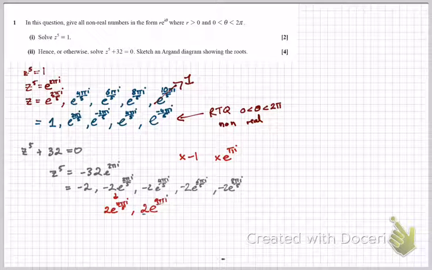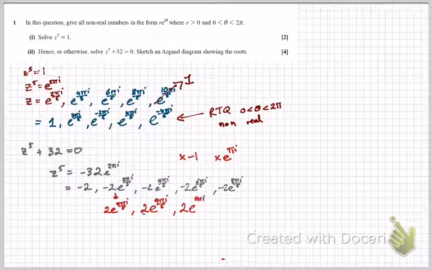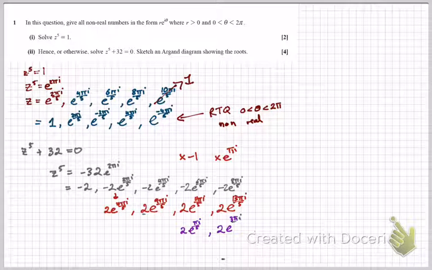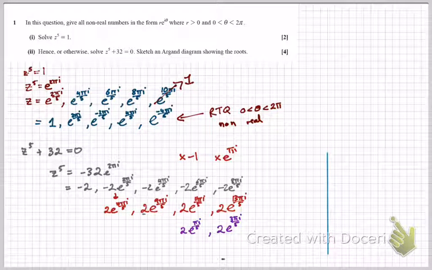This one becomes e to the 9 pi i over 5, e to the 11 pi i over 5, and e to the 13 pi i over 5. The final two are not in the correct form because their arguments are bigger than 2 pi. So if we subtract 2 pi from the arguments, then we've rotated 360 degrees, so we have the same value. Doing that gives e to the pi i over 5 and e to the 3 pi i over 5.